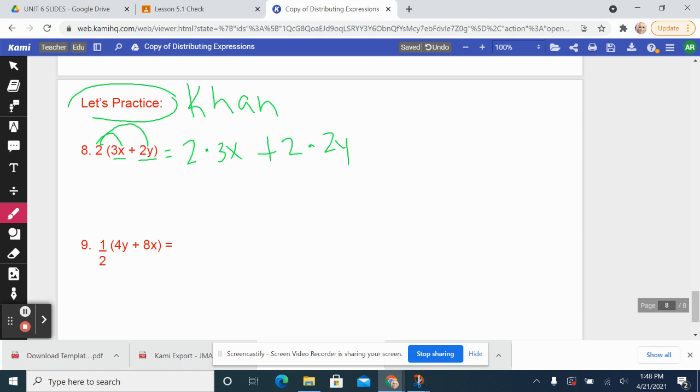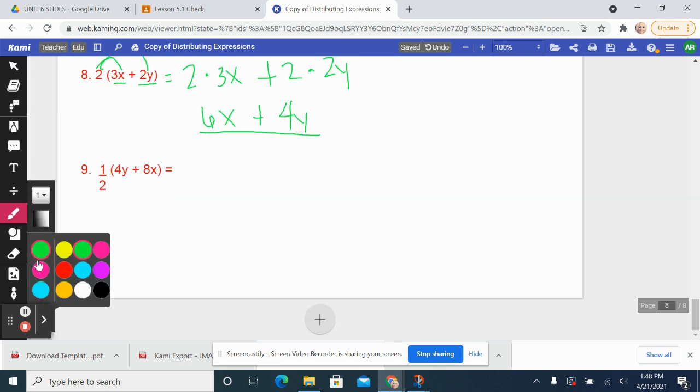All right, so that becomes 2 times 3. Well, 2 times 3, you know, is 6. And then you keep your variable, 6x. Bring down your plus sign. And then you have 2 times 2 is 4. And then you keep your variable, y. So that is your answer. You cannot put x and y together because the variables are not the same.